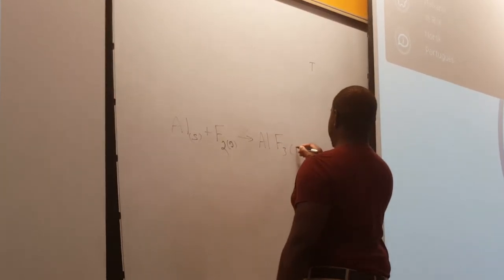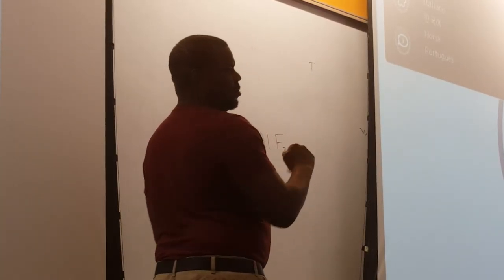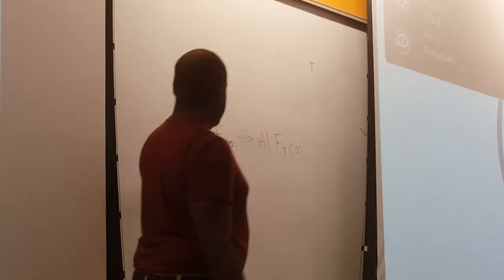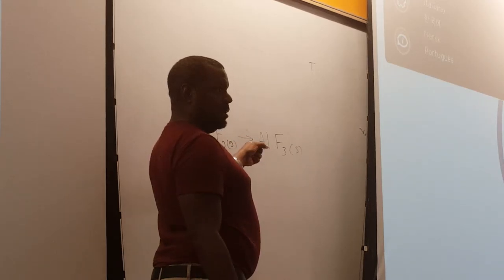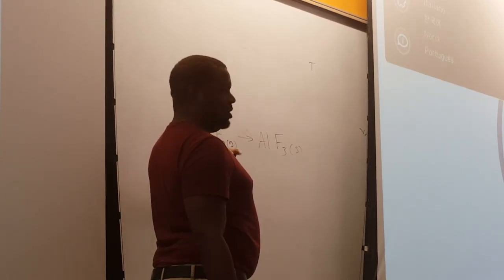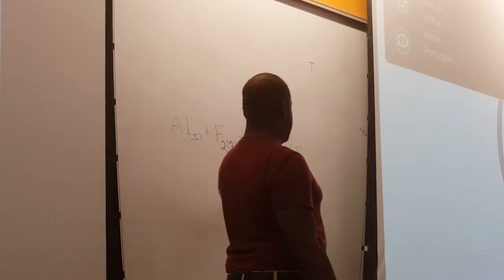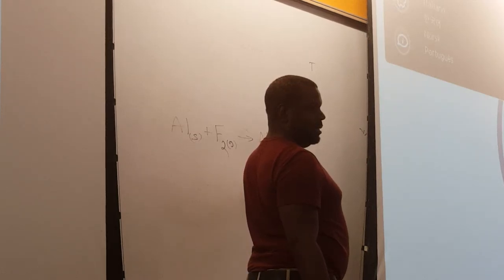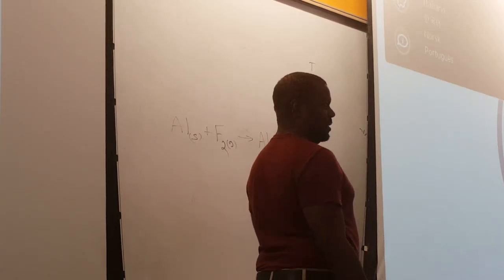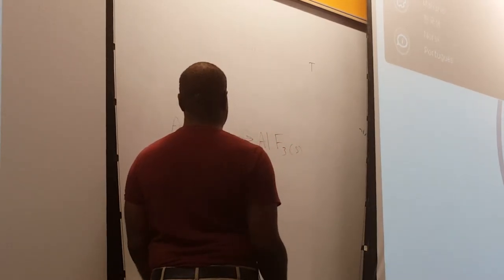All right, so this is a good example, right? You don't have to do it this way, but I'm just showing you the deeper insight. So you got how many aluminums? One on both sides, right? So it's balanced so far. But you got two fluorines and three fluorines on the other side, right? So it's not balanced. So you gotta get it balanced. One way to do it is to say, what is it?